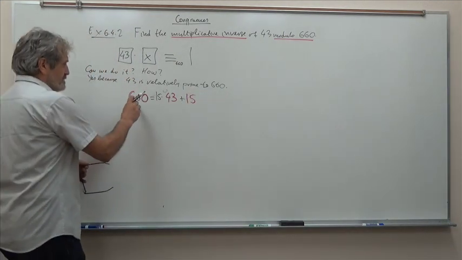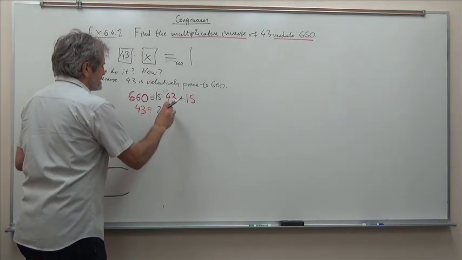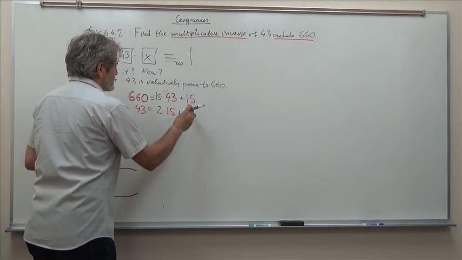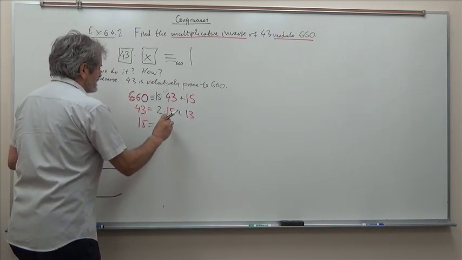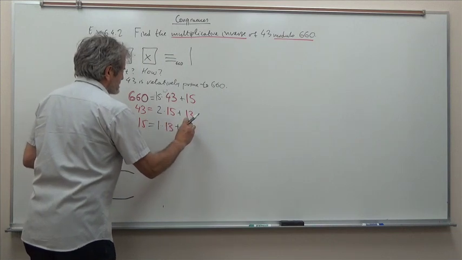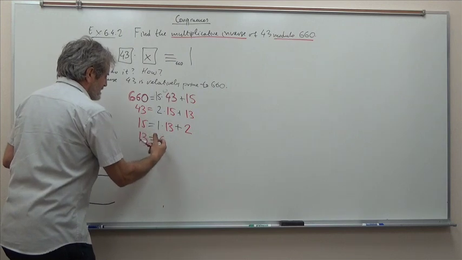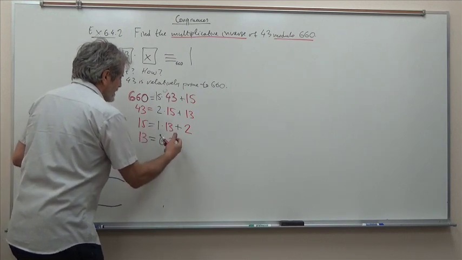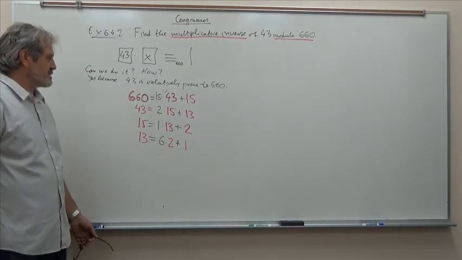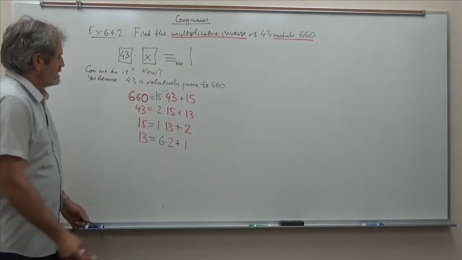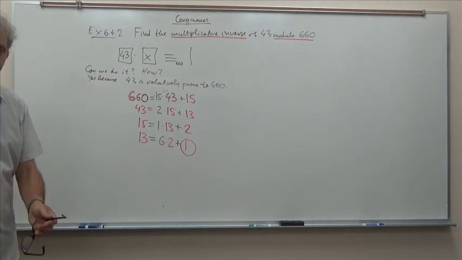On the next line, you continue with the red ones. 43 equals, that's easy to calculate now, 2 times 15 plus 13. Now 15 equals 1 times 13 plus 2. And then 13 equals 6 times 2 plus 1. And that's it. That's the last non-zero remainder, because 2 is a multiple of 1. So this is the GCD from a minute ago. Since they are relatively prime, I'm not surprised that it's 1.